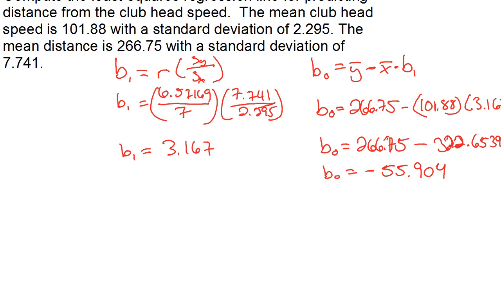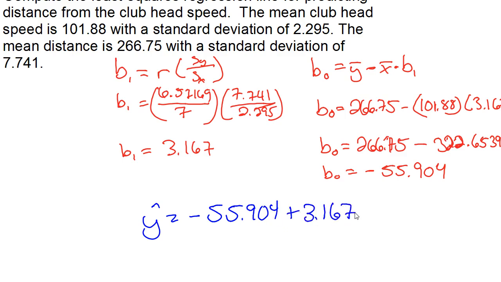So my line is going to look like y hat is equal to negative 55.904 plus 3.167 times x. Now I would be able to use this line to predict any other value of my distance for my ball if I knew the club head speed.